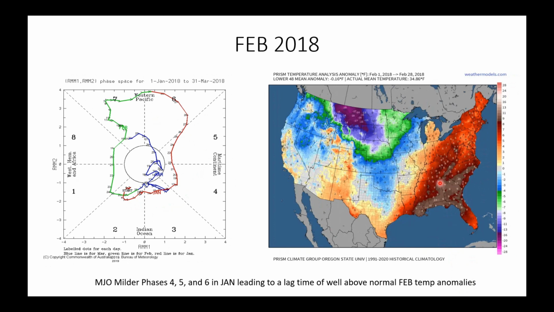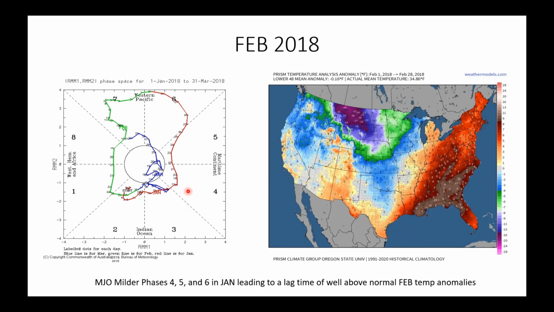Looking at February 2018, another very mild month for the eastern U.S. Anywhere from Virginia southward, 7 to 10 degrees Fahrenheit above normal for February of 2018. The temperatures were well below normal across Montana that particular time period. Let's look at the MJO phase space diagram here on the left. Now, we're running January to March of 2018 over here with this MJO diagram.